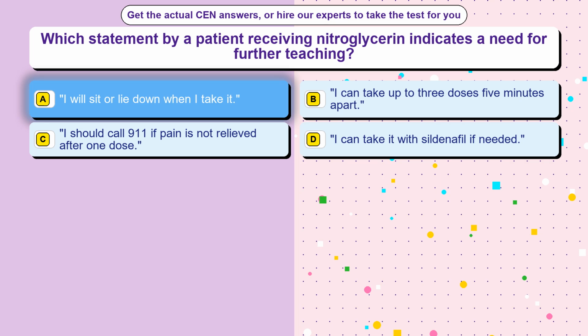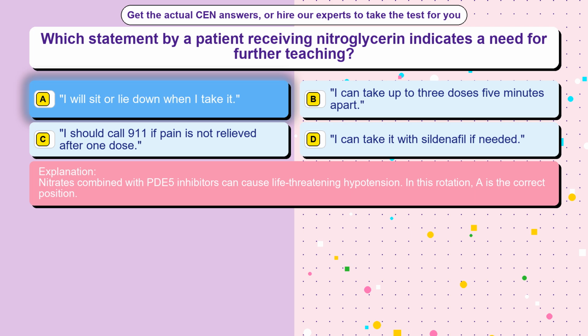The correct answer is option A, I will sit or lie down when I take it. Nitrates combined with PDE5 inhibitors can cause life-threatening hypotension. In this rotation, A is the correct position.